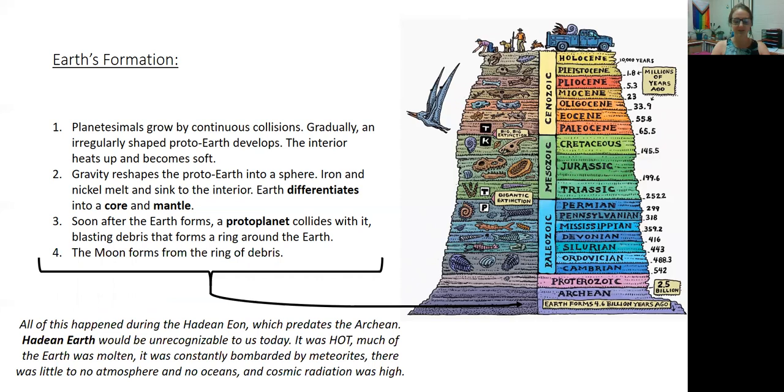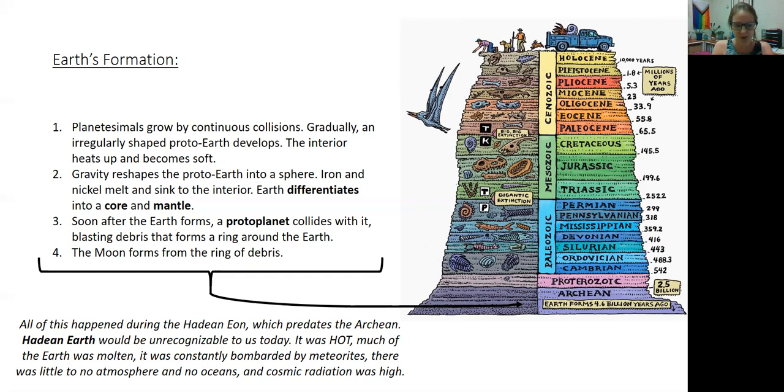All right, I know I've talked about a lot. We have talked about so much: the beginning of the universe, the beginning of our solar system, the beginning of Earth. Everything that we have talked about so far happened during what we call the Hadean Eon. The Hadean Eon is not even on this geologic timescale because it's so long ago. It predates the oldest eon that's included on this geologic timescale, called the Archean.